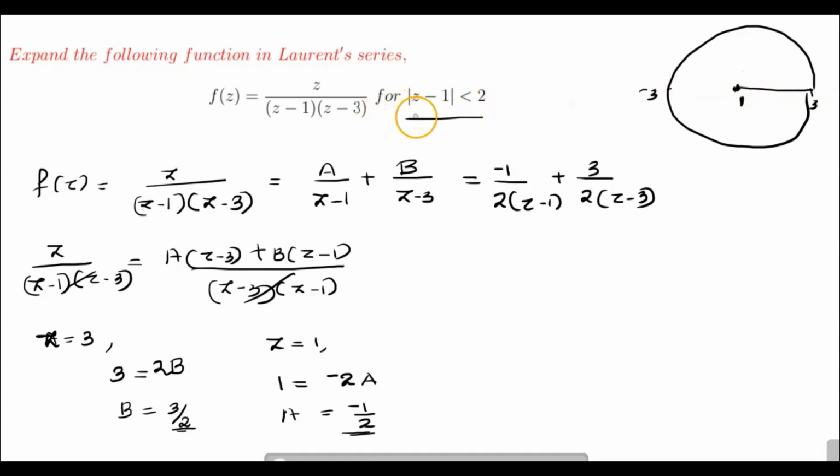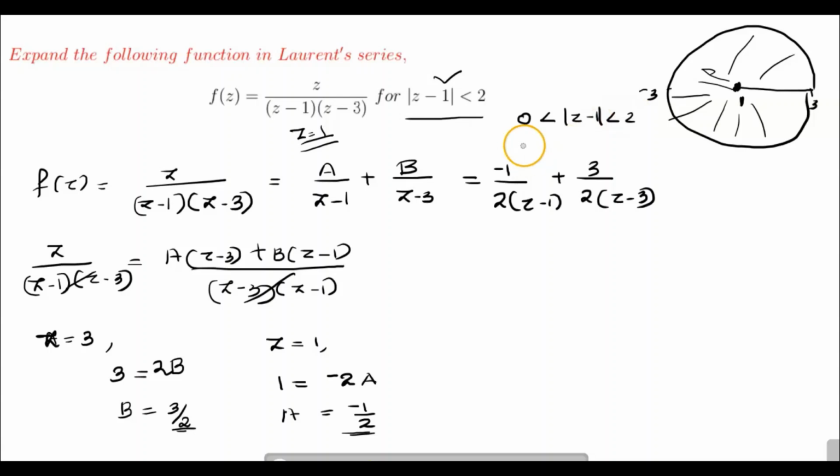In the question we have given mod z minus 1 less than 2, which is this full region. But we cannot find any Laurent's series expansion of this function inside this region, since z equal to 1 is our singularity and it is inside the region. So in order to find a Laurent's series expansion of f of z, we want to change this region. This is 0 less than mod z minus 1 less than 2, or we can write 1 less than mod z minus 1 less than 2. This is the region which doesn't have the point 1.